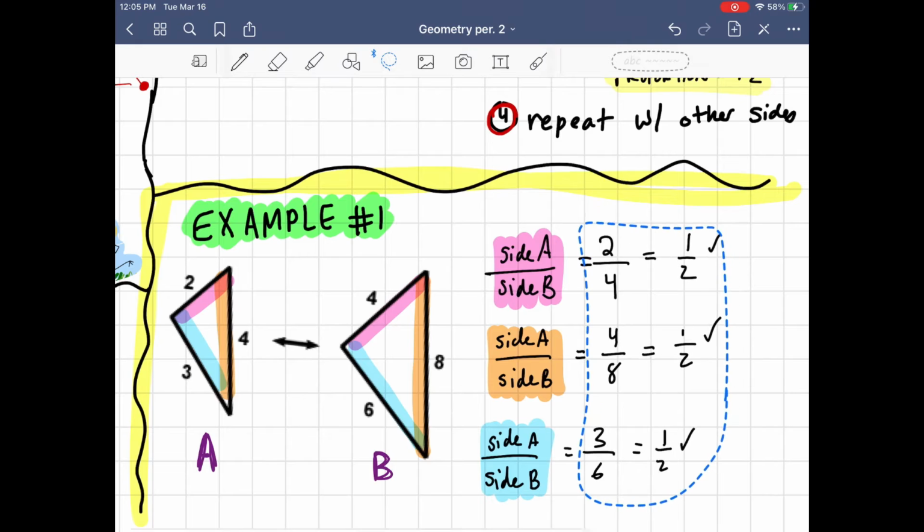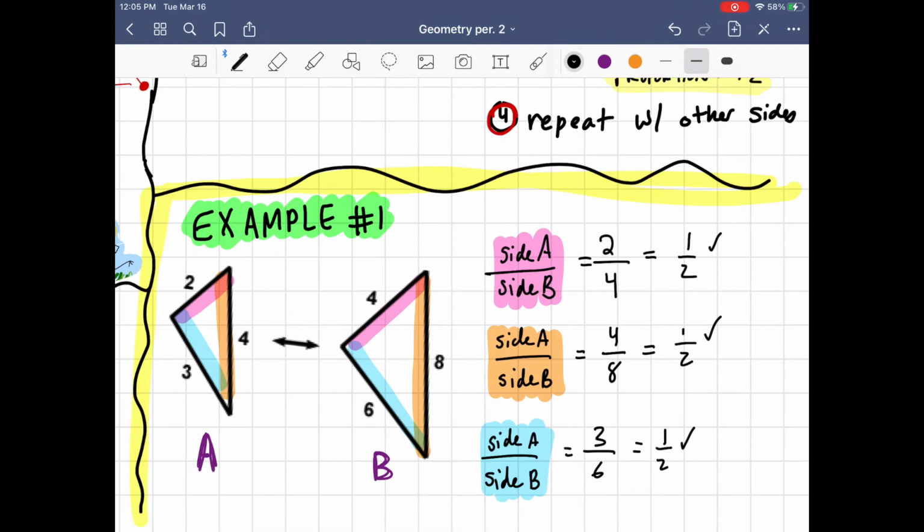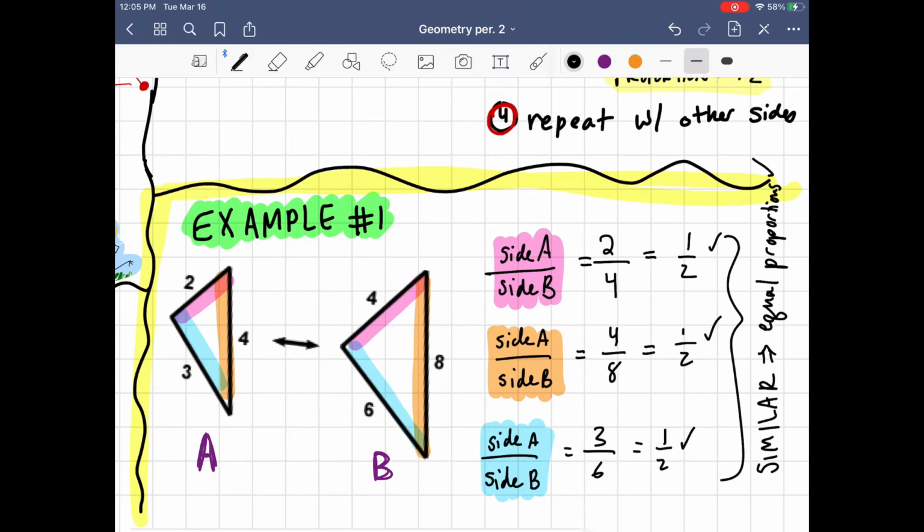In order to show similarity between triangles or any figure, you need to show that that proportion is consistent, or that it is the same, or that it is proportionate. You want equal proportions. So therefore, these are similar.